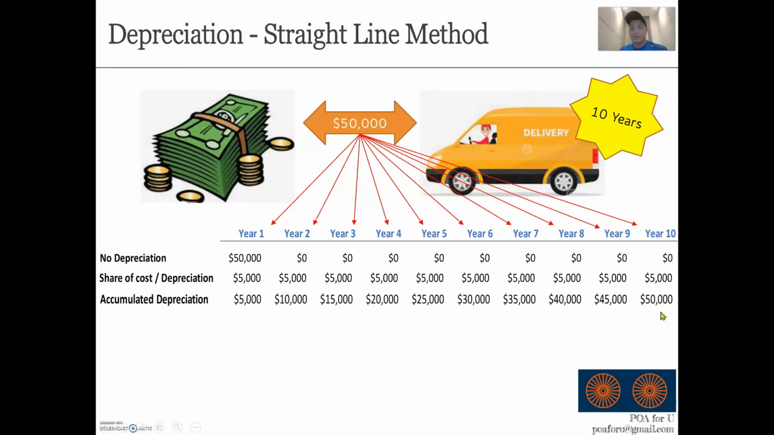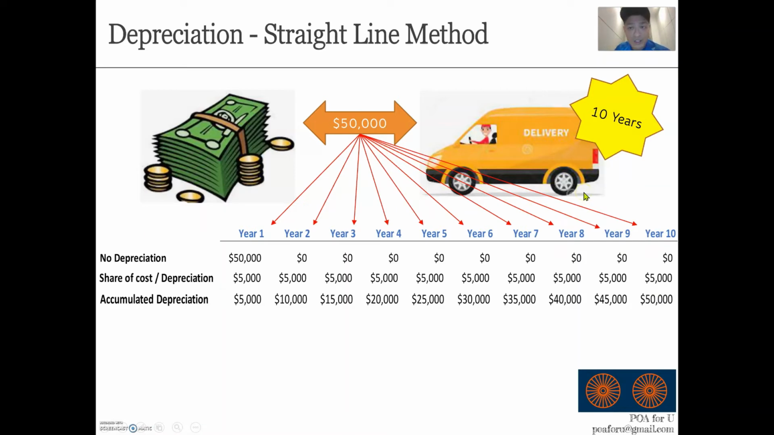The 10th year, you would see that under the straight line method, the accumulated depreciation would always be equal to the cost of the asset if the asset doesn't have a residual value, right? But in this case, we just assume that it doesn't, so it's straightforward, it's always the cost of the asset.